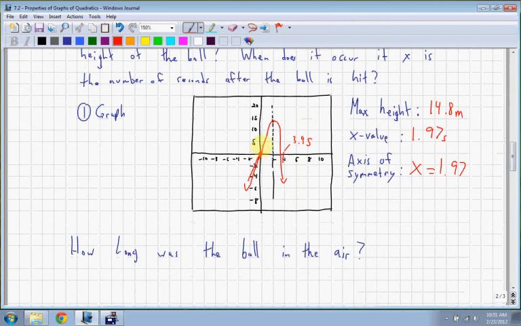Well, it was in the air from here all the way to here. And then it's not in the air anymore. So it's actually 3.95 seconds it was in the air for.